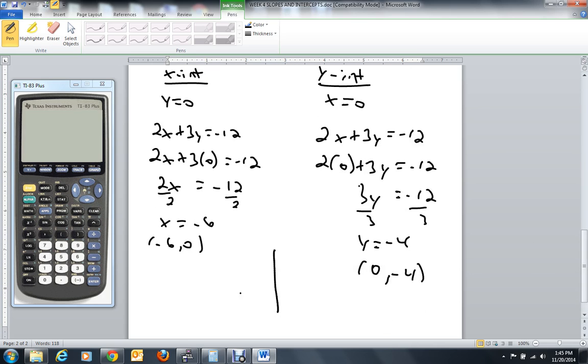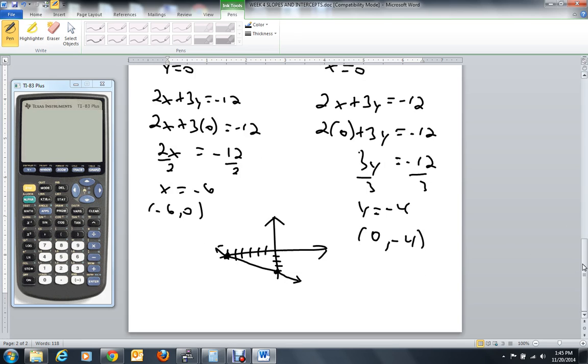Now if we want a graph, we just plot those 2 points. Negative 6, 0, since it is on the x-axis. We go left 6, put a dot there, and stop. 0, negative 4 is on the y-axis, so 0, negative 4 is down 4 from the origin, and connect the dots. And that's how you're done.